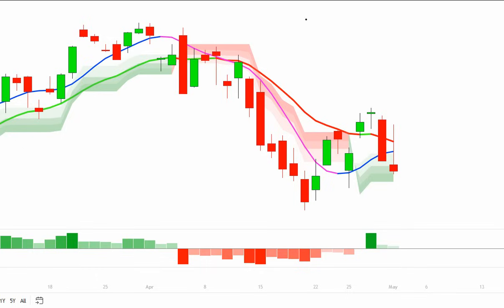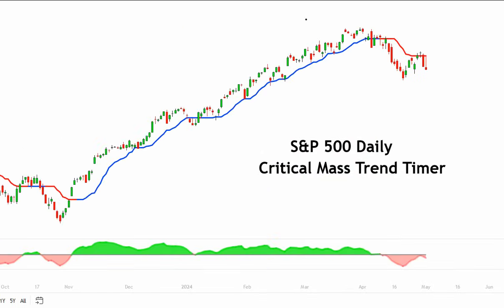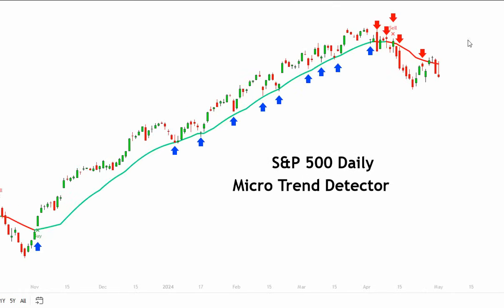S&P daily chart here. Critical mass. The critical mass line remains bearish. It's flatlined as we're going up and getting a rebound to the 20-period moving average, as I said earlier. That took us just above critical mass, but the critical mass oscillator remains negative. Even with the rally back up, the micro trend is still bearish, still red, still pointing down.